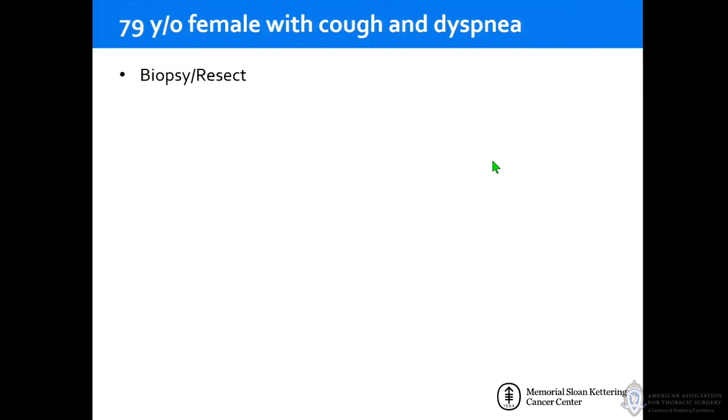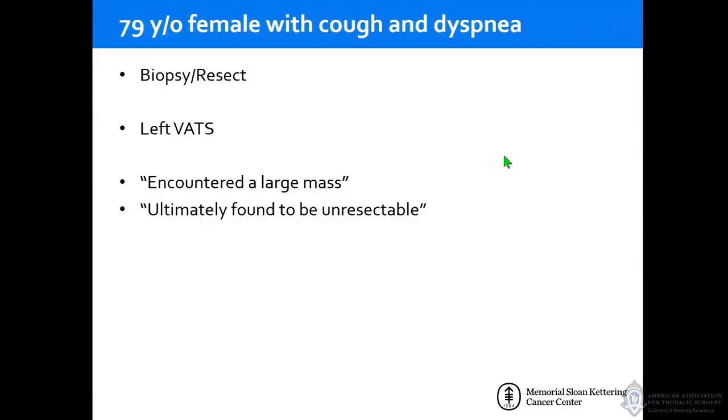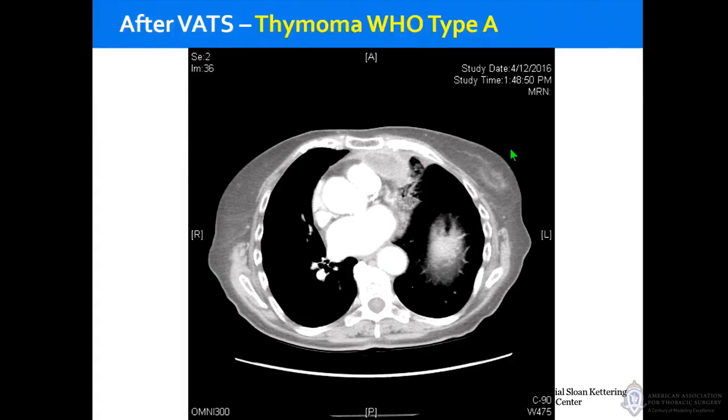So this surgeon elected to biopsy, or I should say resect, because they did a left VATS, and reading through the operative note, they encountered a large mass, ultimately found to be unresectable. Partial debulking was undertaken, removing most of the tumor. This was the pathology, thymoma type A. And you can see on the post-surgical CT scan that there's quite a fair amount of tumor left. So this is probably about the worst thing that could have happened to this patient.